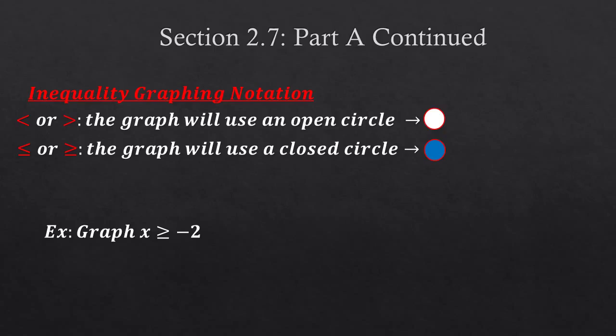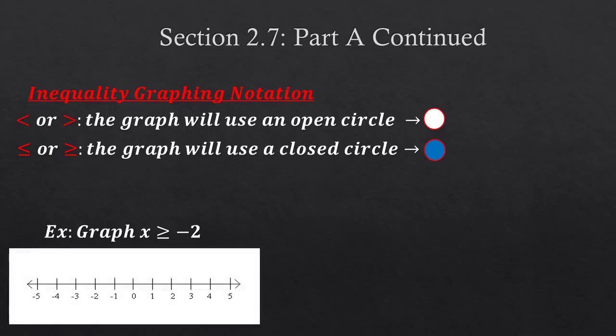Graph the inequality x is greater than or equal to -2. So here's your graph. Find -2, which is on the left-hand side of 0. Will we have an open or closed circle? It's going to be a closed circle because I have the greater than or equal to sign. So find -2, put a closed circle on -2.